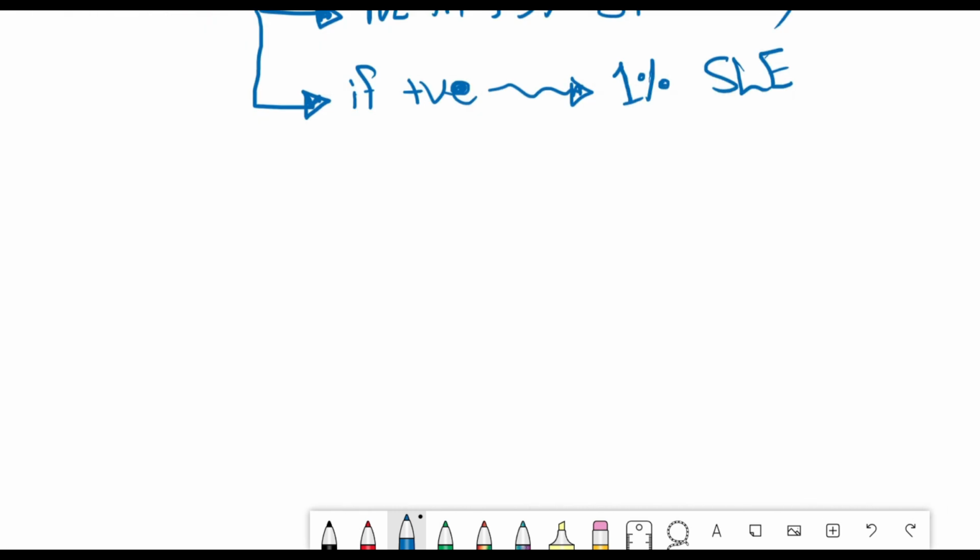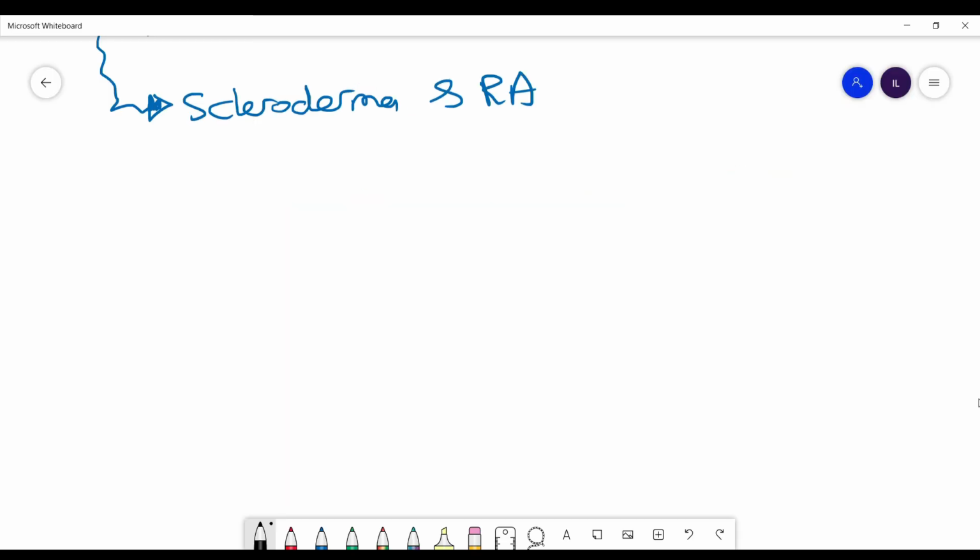to have SLE. So ANA can be positive in different diseases, including SLE, as I mentioned. Scleroderma can be positive as well, and rheumatoid arthritis. It's not specific, but it's very sensitive in SLE and scleroderma.